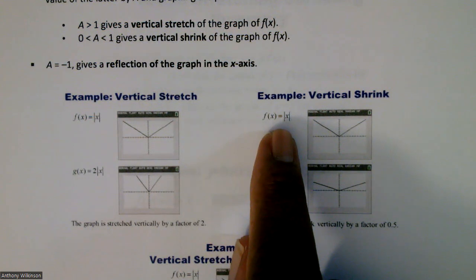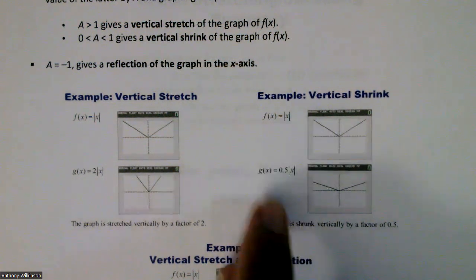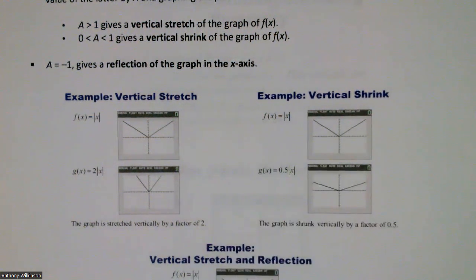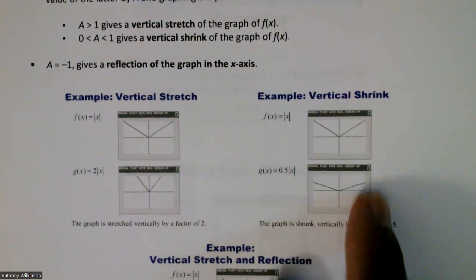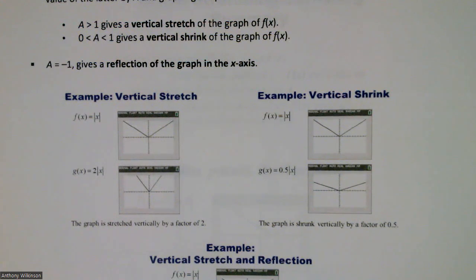Now for the vertical shrink, for f of x equaling the absolute value of x, if we have something like g of x equals 1/2 or 0.5 times the absolute value of x, that means the graph is going to look like this. So here you have a vertical shrink by a factor of 0.5.